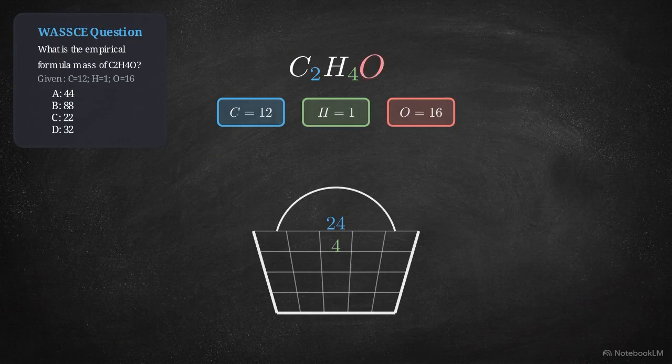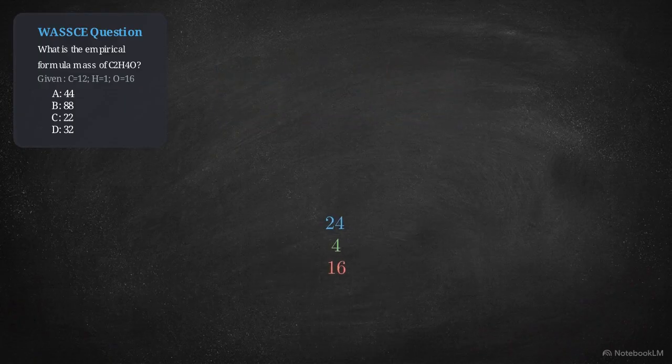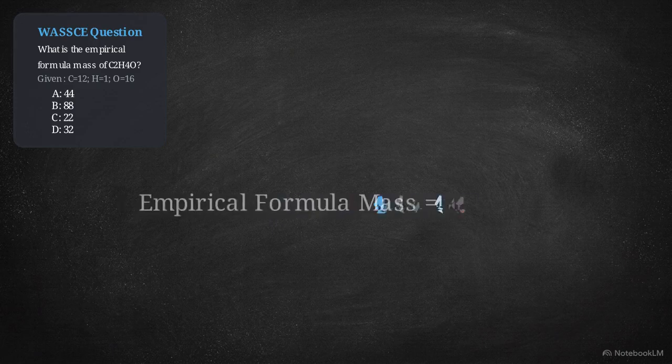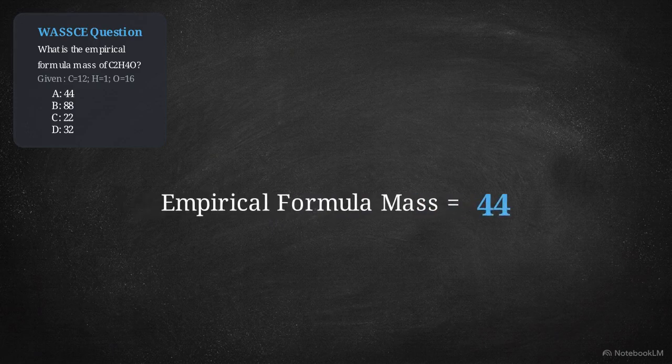Next, we have 4 hydrogen atoms, costing 1 unit each. We multiply 4 by 1, which gives us 4. And for our oxygen atom, we remember our hidden 1. We multiply 1 atom by its price of 16, which gives us 16. To find our empirical formula mass, all we have to do is check out. We add our individual costs together. We take 24 plus 4 plus 16. That gives us a final total of 44.